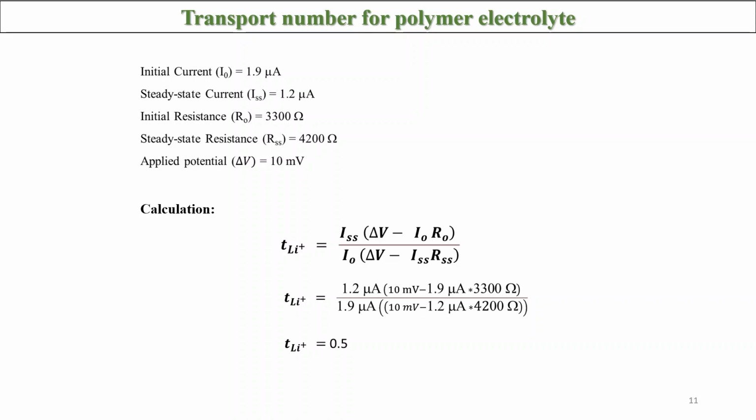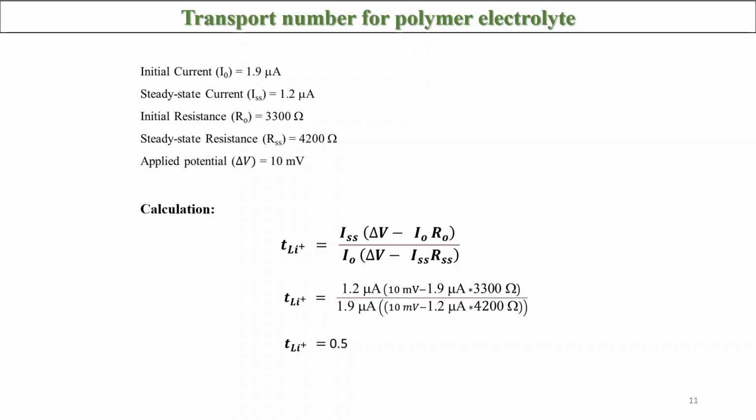Then we will be having initial resistance as well as steady state resistance. So there is an equation called, I'll write it in the paper. It's called Bruce Vincent Evans. We simply call it Bruce Wilson equation, which tells t_Li+ is equal to I_SS divided by I_0.